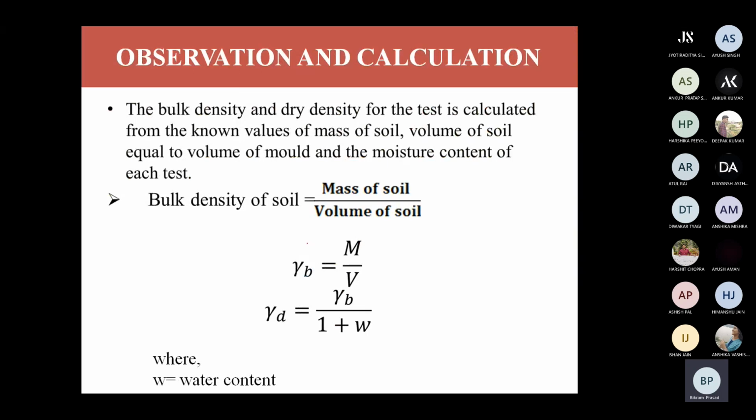So similarly, we will be testing again and again, starting with 4% of the moisture, or 2% of the moisture, or 4%. We gradually increase the moisture contents and take the weights. Bulk density of soil, you all know, is the mass of the soil upon the volume of the soil. Gamma D is equal to gamma B upon 1 plus water content.